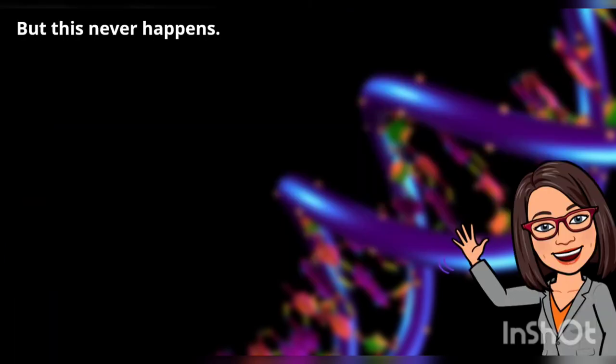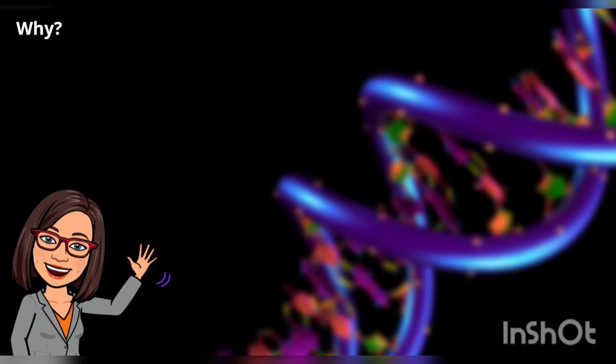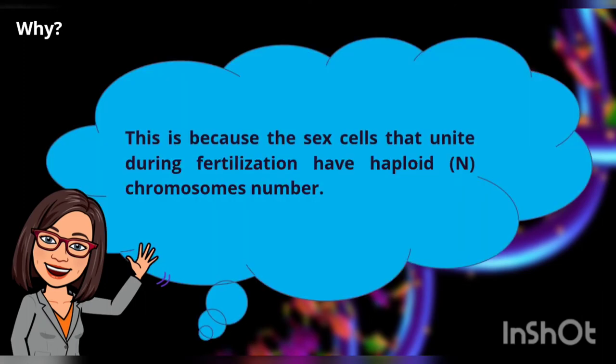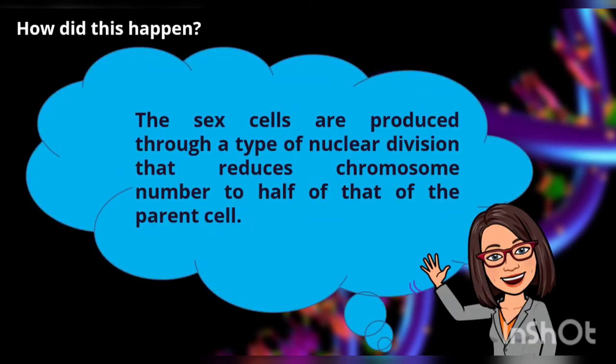But this never happens. Each species has a constant number of chromosomes per cell, generation after generation, even when the organisms are sexually reproducing. Why? This is because the sex cells that unite during fertilization have a haploid chromosome number. Each sex cell in humans has 23 chromosomes only. How did this happen? The sex cells are produced through a type of nuclear division that reduces chromosome number to half of that of the parent cell.